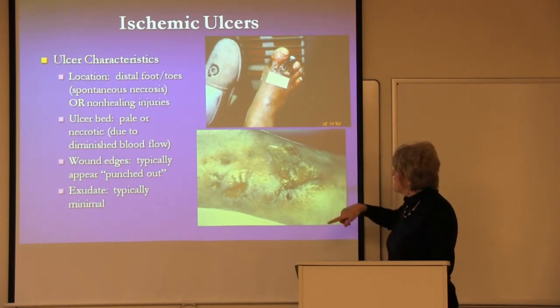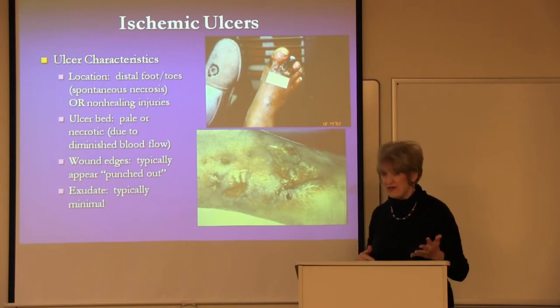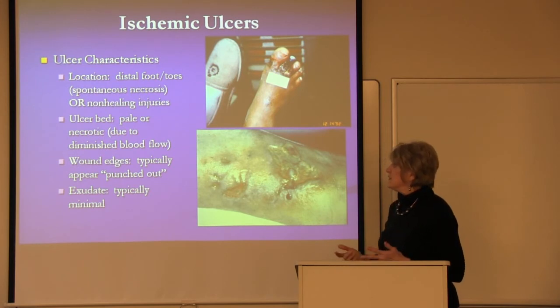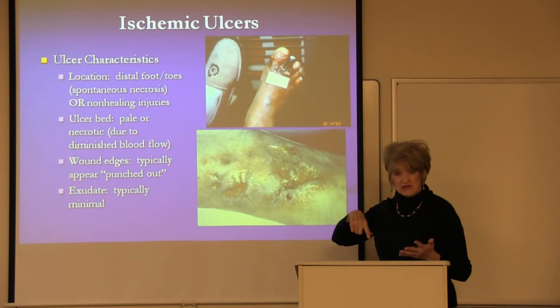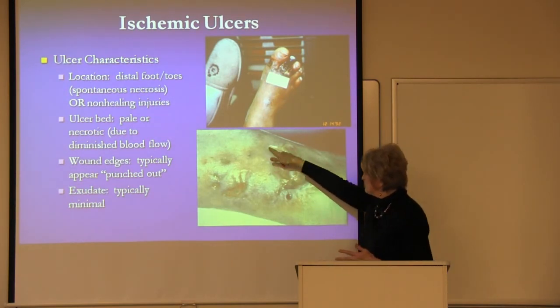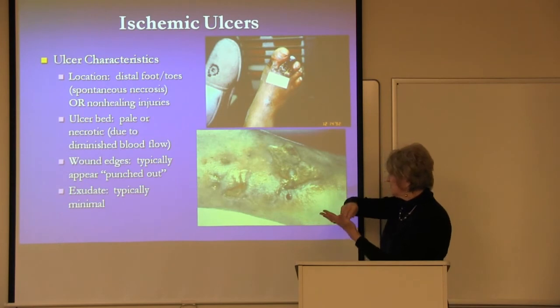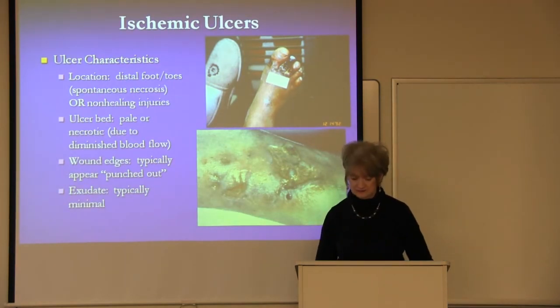The ulcer bed itself is either going to be pale or necrotic because what's the underlying pathology? Ischemia, not enough blood flow. They're going to have very minimal exudate because you have to have blood flow to make exudate. And typically the wound edges look more punched out, almost like a cookie cutter made them, although that is not the most significant finding.